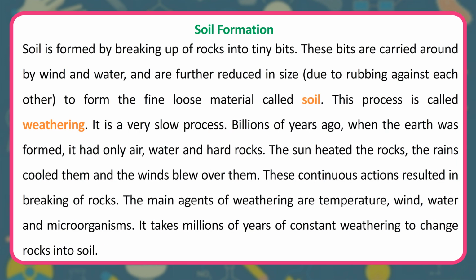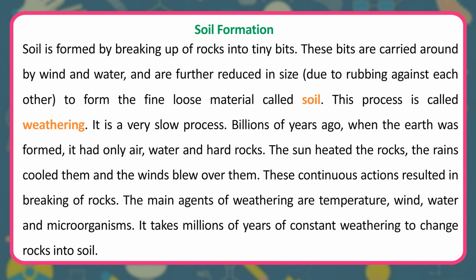Soil formation. Soil is formed by breaking up of rocks into tiny bits. These bits are carried around by wind and water, and are further reduced in size due to rubbing against each other, to form the fine loose material called soil. This process is called weathering. It is a very slow process.